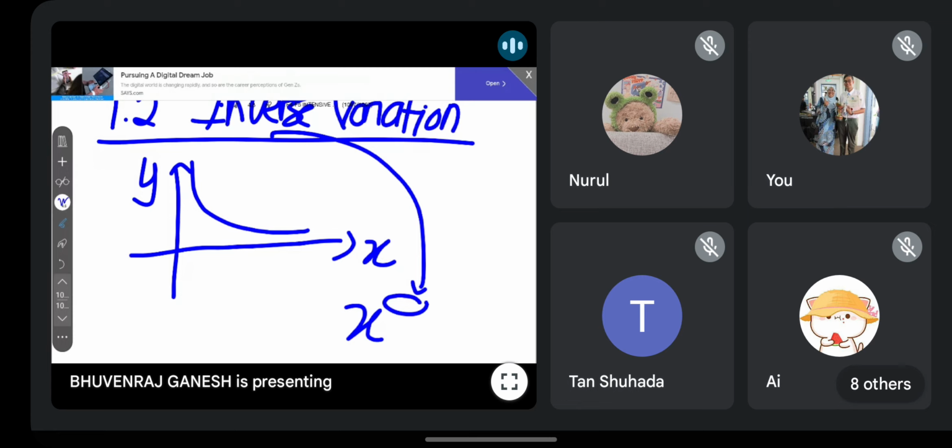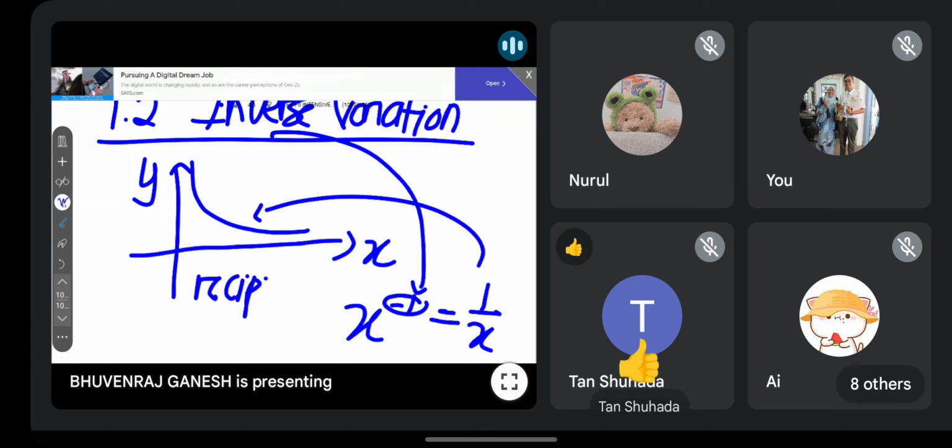Kamu semua belajar fungsi songsang kan dalam matematik tambahan. So, apa kuasa dia? Inverse function, kuasa X is negative 1. Betul? So, any graph, when kamu ada 1 bahagi X, this is the shape of the graph. Ini bentuk dia. This is what we call as reciprocal function in English. Reciprocal.